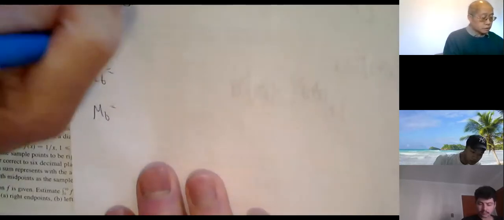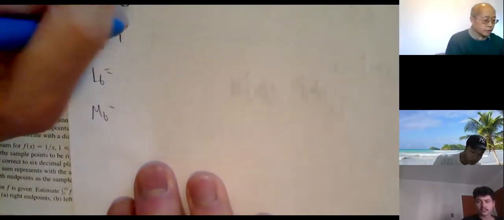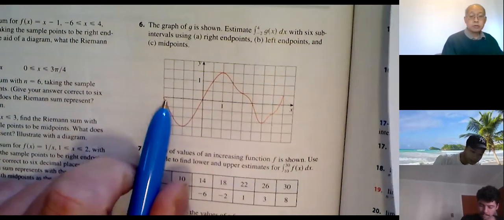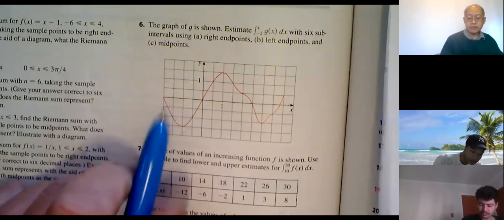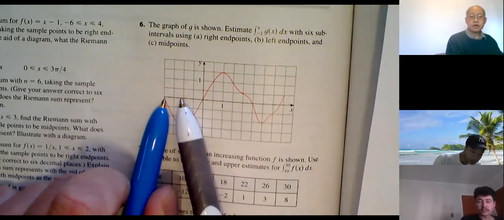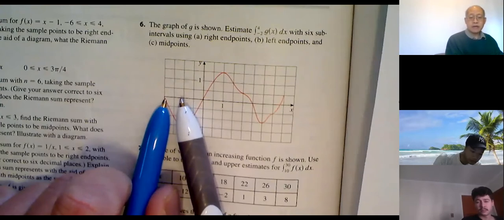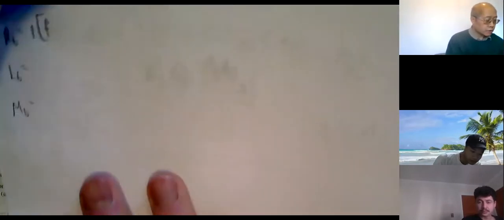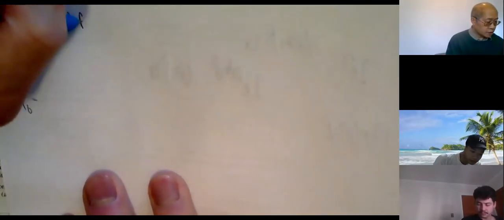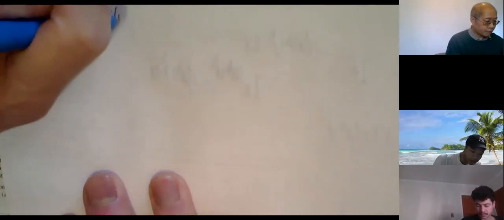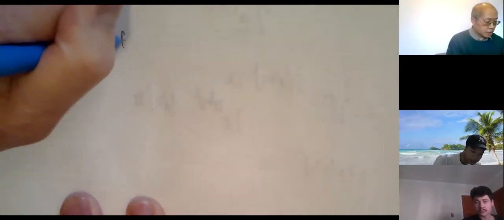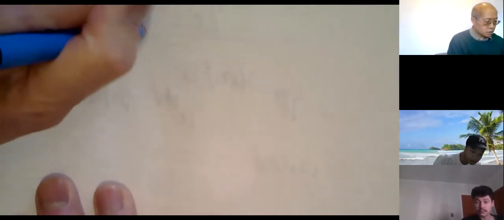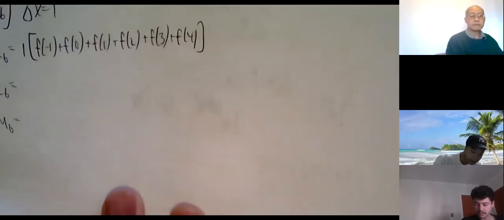All right. So R6 is delta x, which is 1. And then the function value at all the right endpoints. So the right endpoints are starting at -1, right? If you go from -2 to -1, we're chopping it into 6 pieces. So it's f of -1, f of 0, 1, 2, 3, and 4. So f of -1 plus f of 0 plus f of 1 plus f of 2 plus f of 3 plus f of 4.